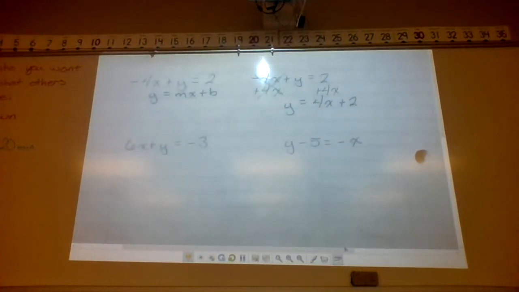I want you guys to find me the slope and y-intercept from those two. Slope and y-intercept. Hey guys, I'm trying to get this done as soon as possible so you can have as much time on homework as possible. Do you want enough time to do your missing work? Then let's get this done.